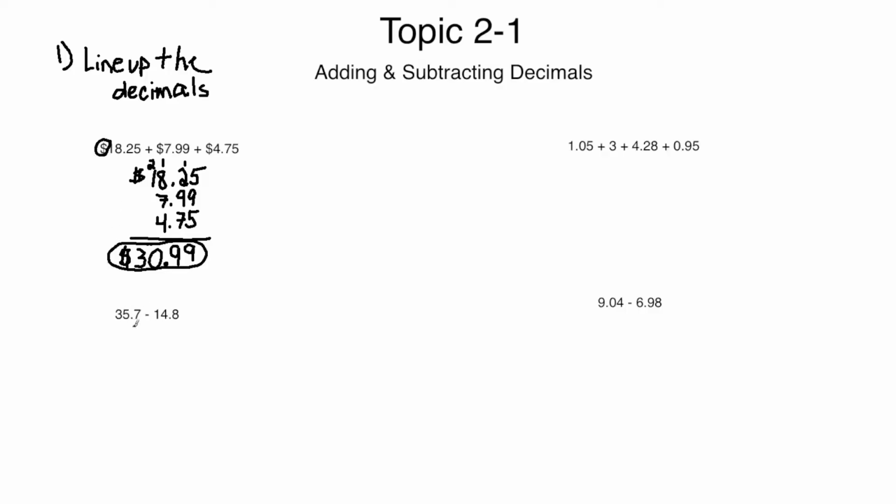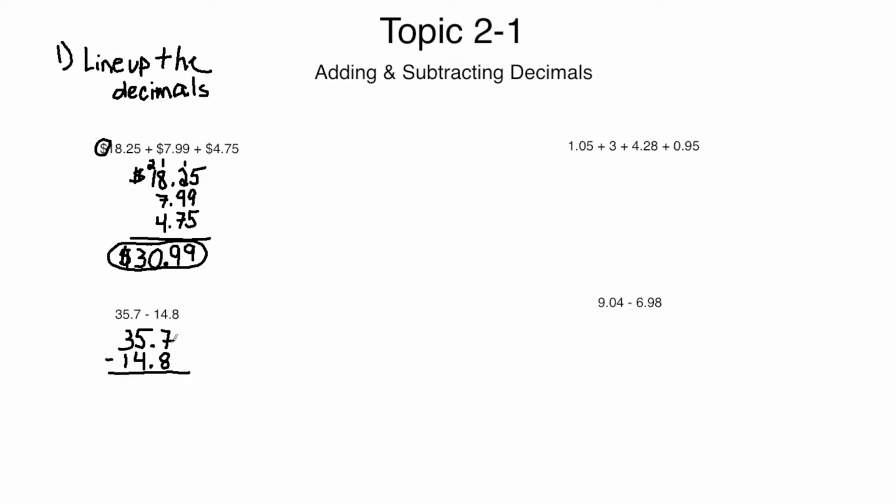Okay, now we have subtraction. So go ahead and push pause and see what difference you come up with for 35 and 7/10 subtract 14 and 8/10. Once again, write it from top to bottom. Line up the decimal. And now we're going to subtract.